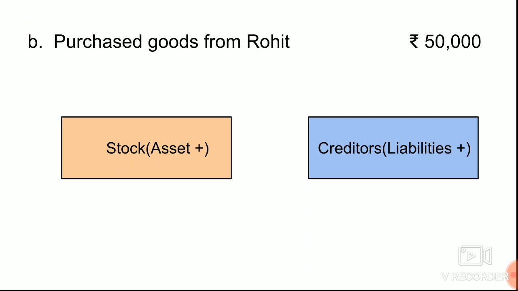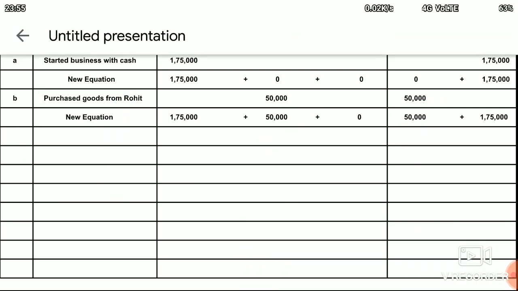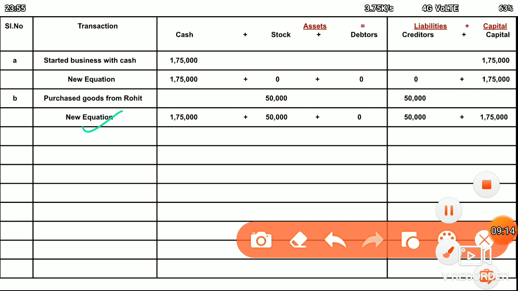So let me show you in the accounting equation how we will place this. We will write serial number B, purchase goods from Rohit. Now we will increase stock by 50,000 rupees. We will also increase creditors by 50,000 rupees. So our new equation will be: cash balance remains the same at 1,75,000. Then the stock will increase by 50,000 rupees. Debtors is not affected, so it will be 0. Creditors will increase by 50,000 rupees. Then the capital will remain the same at 1,75,000 rupees.